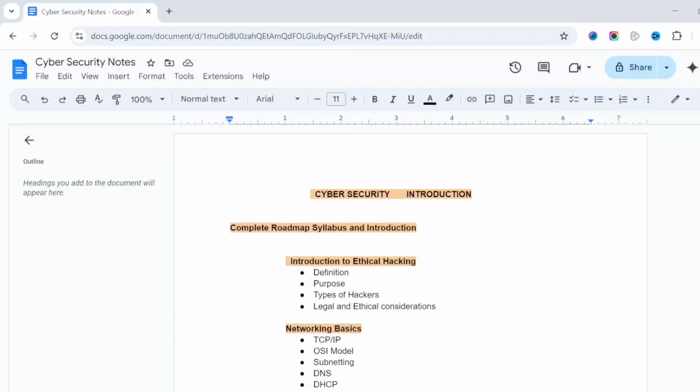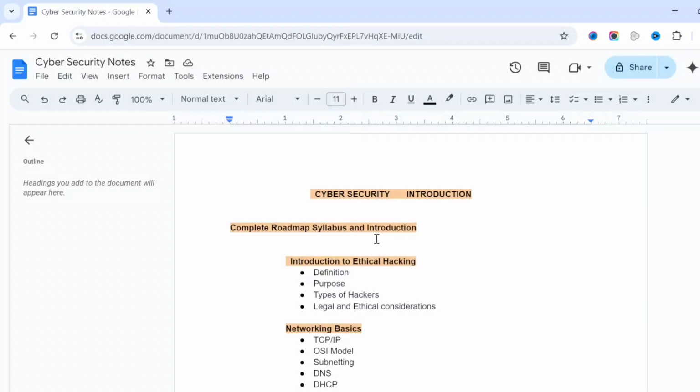Today in this class we will see a cybersecurity introduction, meaning the complete roadmap and syllabus of the cybersecurity course. Now let's see what topics and syllabus will be covered in this course. See here, complete roadmap, syllabus and introduction.